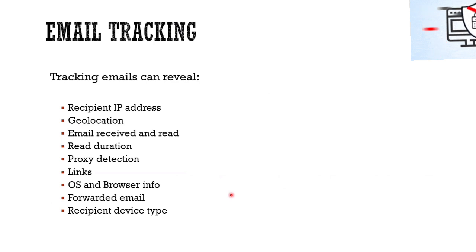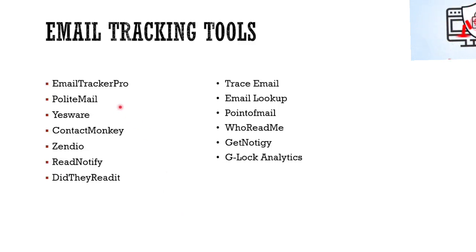There are a lot of tools we can use to track email. When we track email, we can see who it was sent to, where it went through, the geolocation, was it read, how long did it take for them to read it, were there any proxies used in this, any links, any OS or browser information, any forwarded email, or the type of device the recipient might have used. And here are the email tracking tools from Email Tracker Pro, and quite honestly, if you're looking at webmail, you can just put developer tools in like Google Chrome.